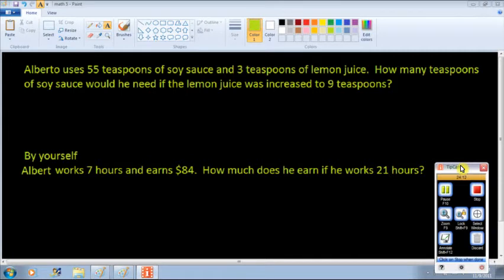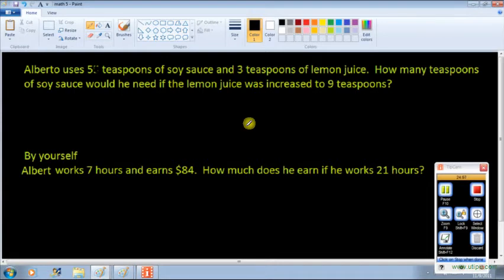So this one says, Alberto uses 55 teaspoons of soy sauce and 3 teaspoons of lemon juice. Let me make sure that's right. I think this should be actually just a single 5. So I'm going to cross it out because I made a mistake when I was writing it. This should read, Alberto uses 5 teaspoons of soy sauce and 3 teaspoons of lemon juice. How many teaspoons of soy sauce would he need if the lemon juice was increased to 9 teaspoons?